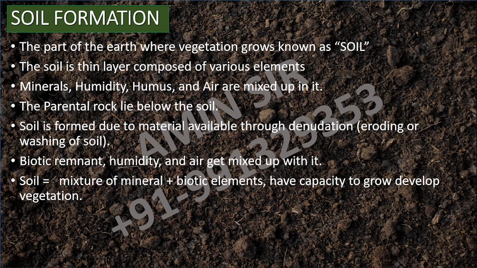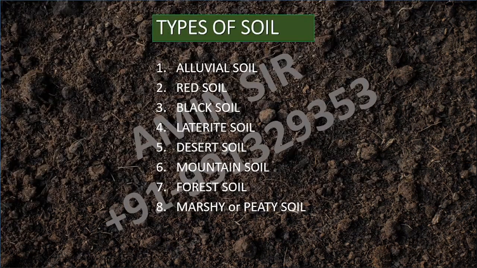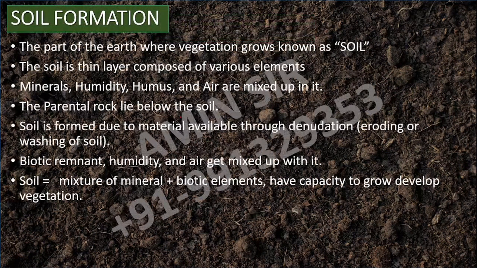Here is the most important thing, that vegetation grows. So we want to learn what vegetation is. Vegetation means the crops, like wheat or paddy, jowar, or any kind of vegetables or fruits that grow. That's called vegetation.